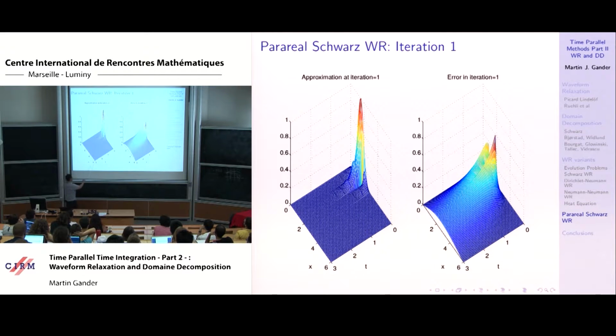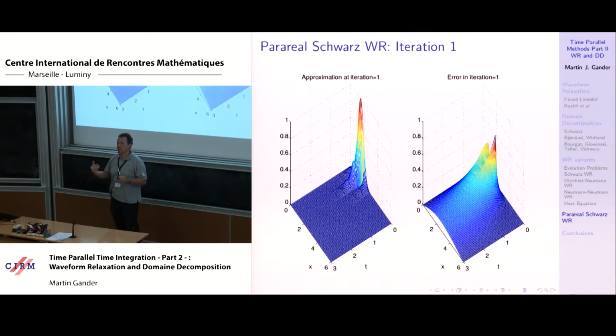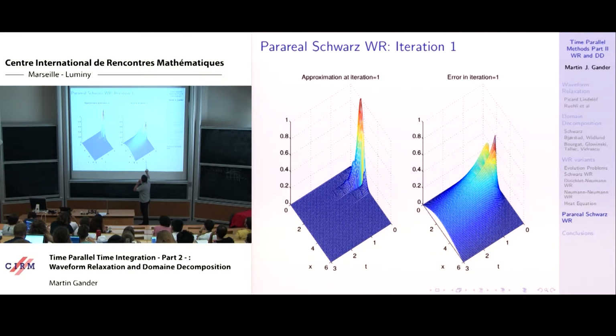So in the left graph, you see the approximate solution, which is calculated using 10 time intervals and 6 spatial intervals. So I have 60 processors that run on this. Each processor calculates on its space-time subdomain whatever it can calculate, given an initial condition from parareal and a boundary condition from the neighbors. And here is the error of this first iteration.